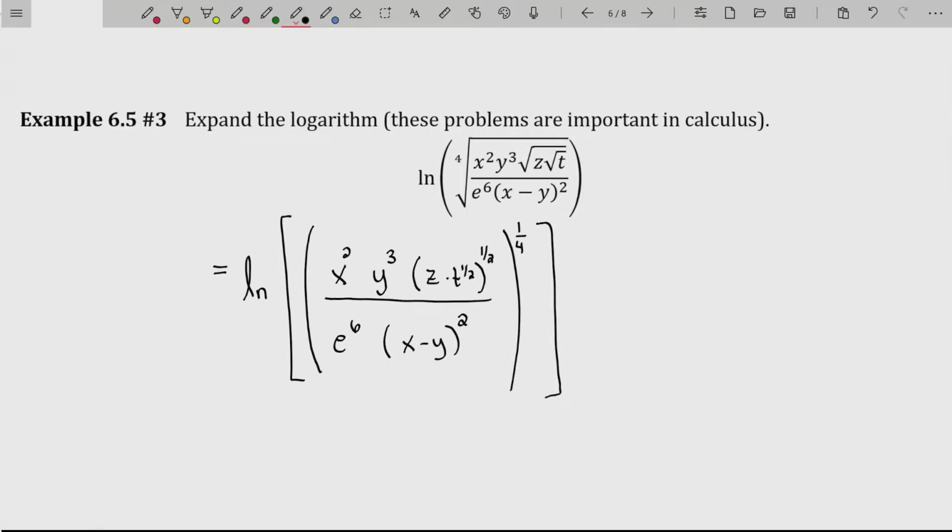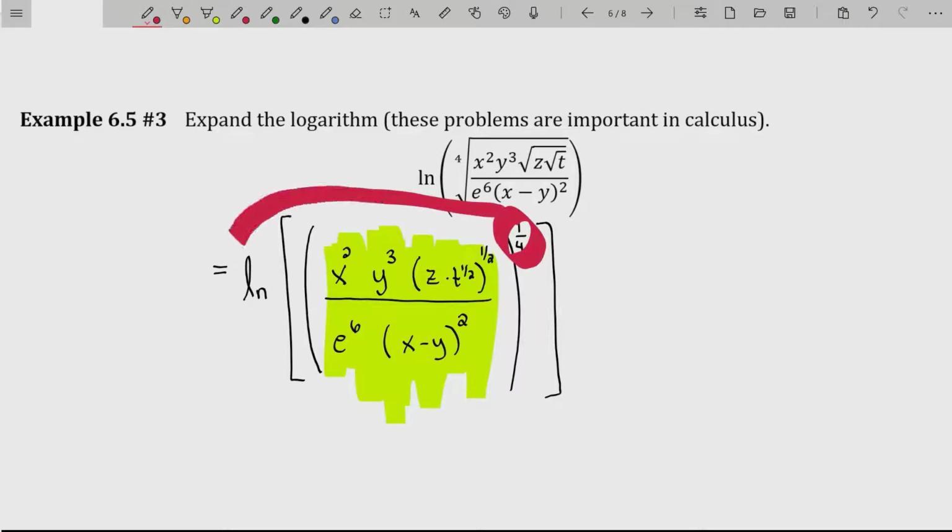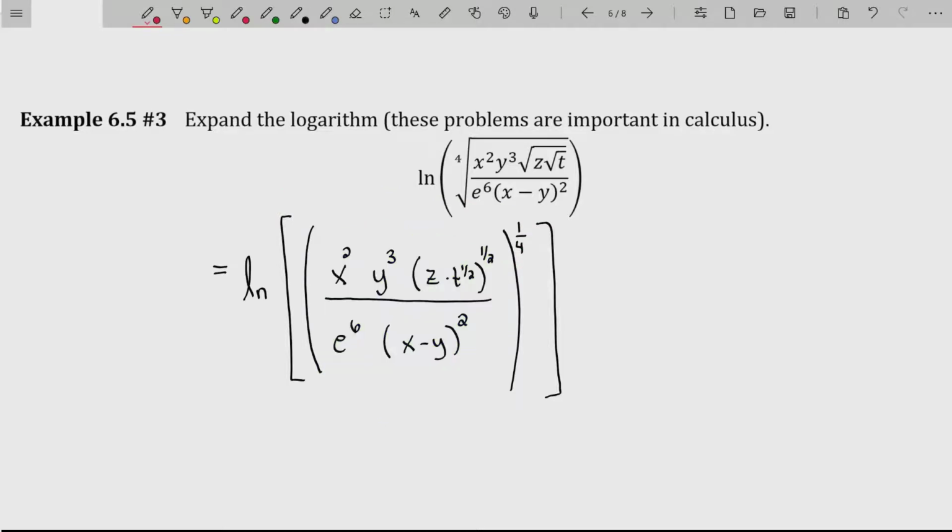All right, so I have a picture. Let me highlight the picture. I have this picture, and that picture is being raised to a power. So I can grab that power and pull it outside of this logarithm. There we go. So I'm going to grab that power and pull it outside the logarithm.